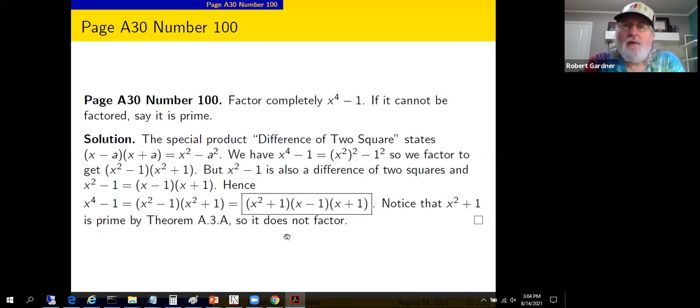Can you factor that? No. We had a theorem that told us that x squared plus a squared was always prime. So this can't be factored. This is a prime factor. So we've got a complete factoring then over the integers at least, of x to the fourth minus 1 as this product of three things.